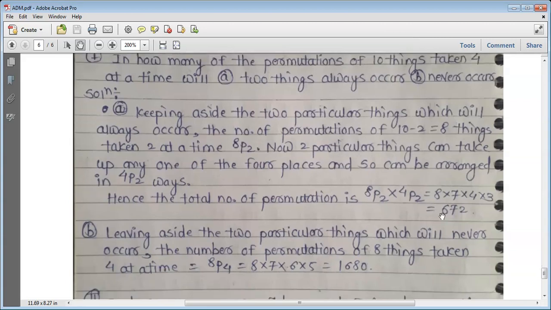In the second one, 2 things never occur. Therefore, leaving aside these 2 particular things which will never occur, we have the permutation of 8 things, since 2 are never present in this permutation. So the permutation of 8 things taken 4 at a time is 8P4, which is 1680.